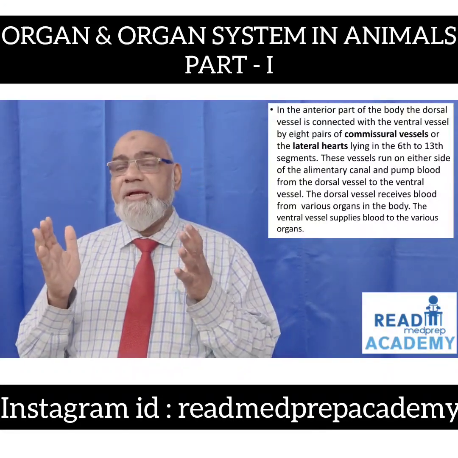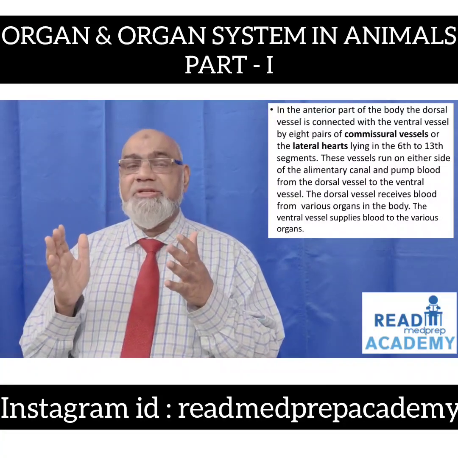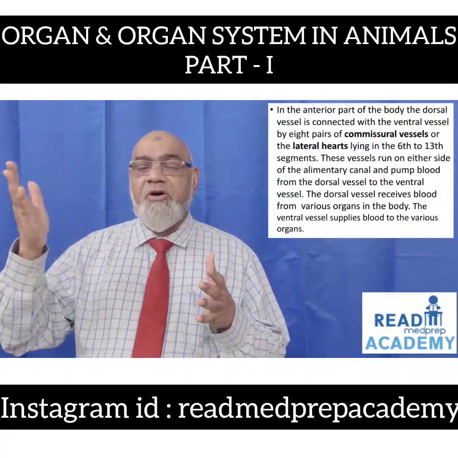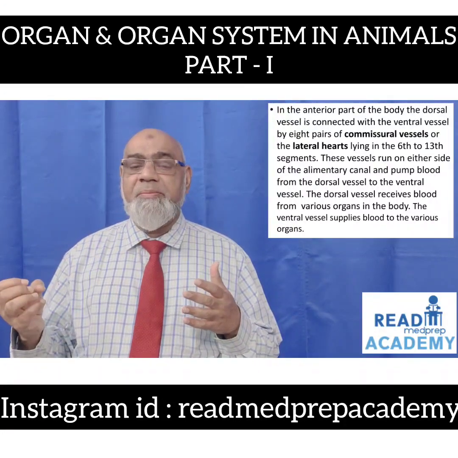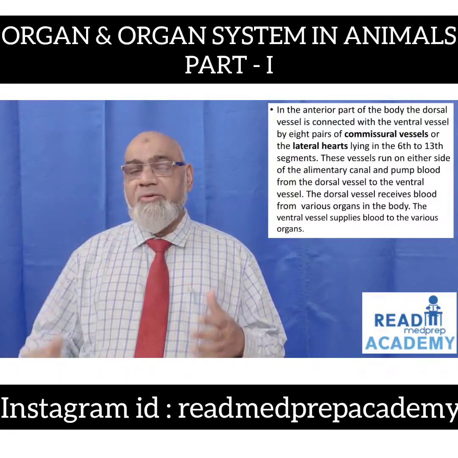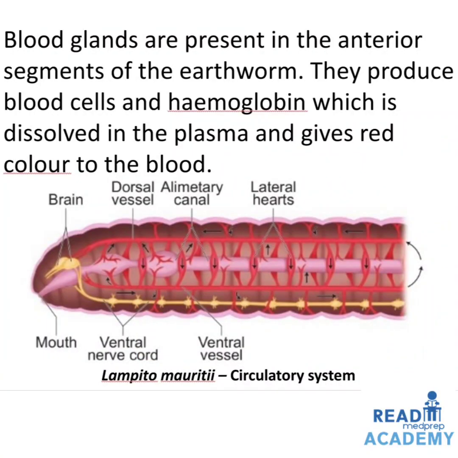These vessels run on either side of the alimentary canal and pump the blood from the dorsal vessel to the ventral vessel. The dorsal vessel receives blood from various organs in the body. The ventral vessel supplies blood to the various organs. Blood glands are present in the anterior segments of the earthworm. They produce blood cells and hemoglobin, which is dissolved in the plasma and gives red color to the blood. Here you can see the circulatory system of Lampito mauritii, where we have a dorsal vessel, a ventral vessel, and the dorsal and the ventral vessels are connected by the lateral hearts.